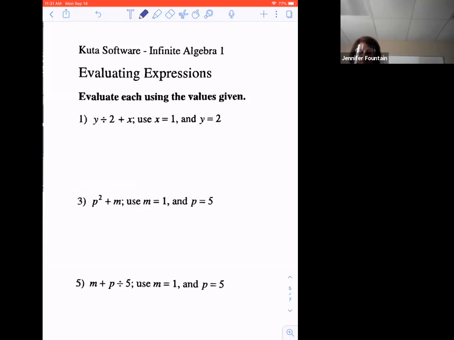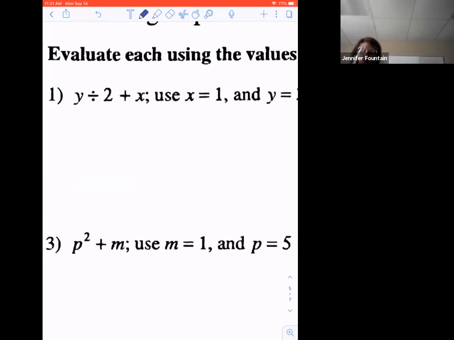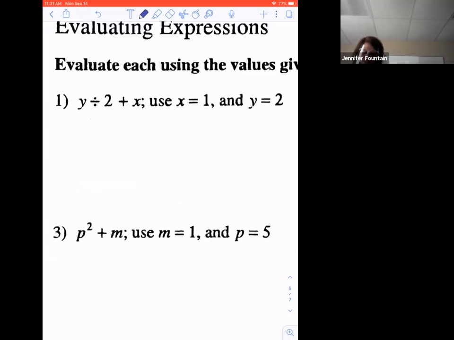Y divided by 2 plus x. So we're going to use x is equal to 1 and y equals 2. I'm going to rewrite my expression, and I'm going to have 2 divided by 2 plus 1. Order of operations tells me I'm going to do what first? Divide, then add. 2 divided by 2 is 1, and 1 plus 1 is 2.